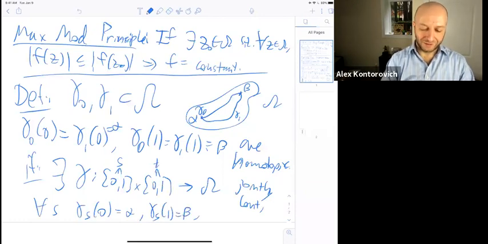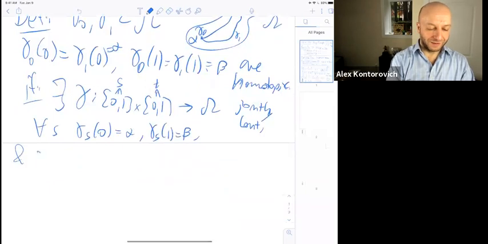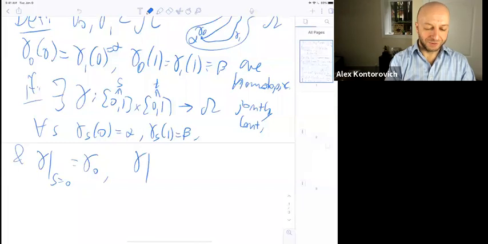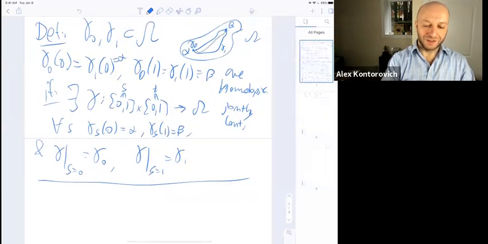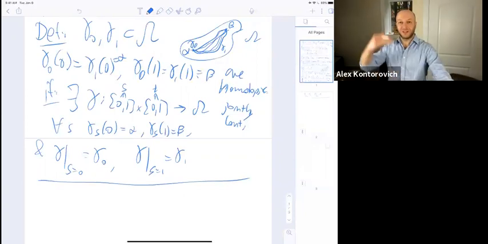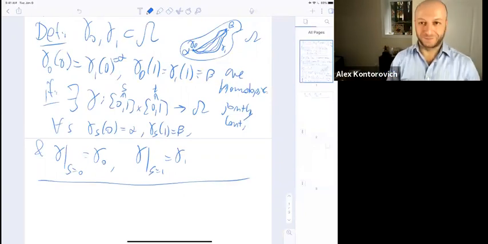And gamma restricted to S equals 0 is gamma 0. Gamma restricted to S equals 1 is gamma 1. Okay, so if there's this smooth family of curves, always going from alpha to beta, that interpolate between gamma 0 and gamma 1, then gamma 0 and gamma 1 are called homotopic. Okay, so far so good.